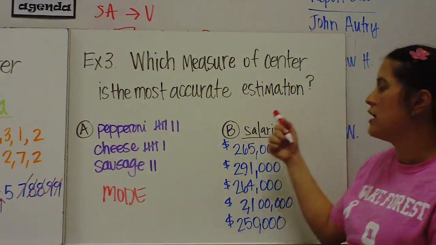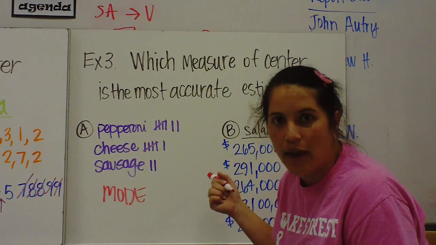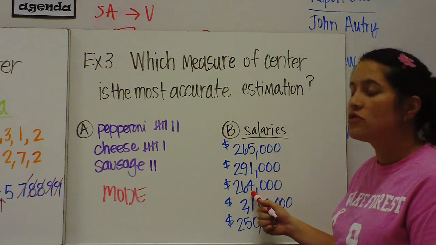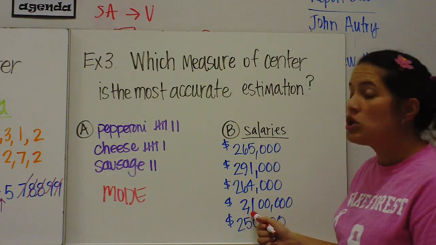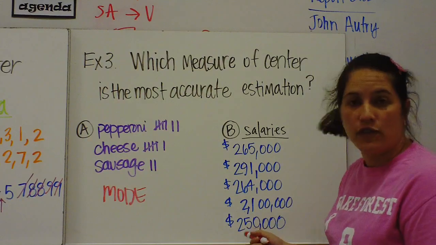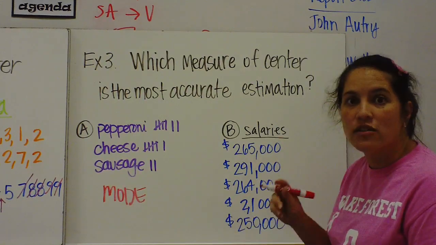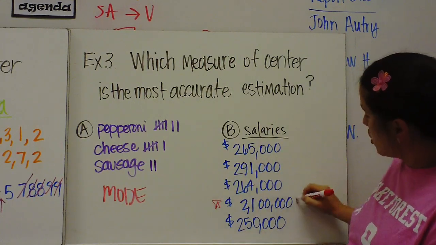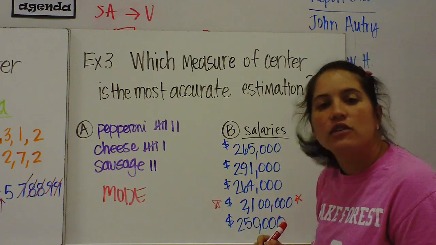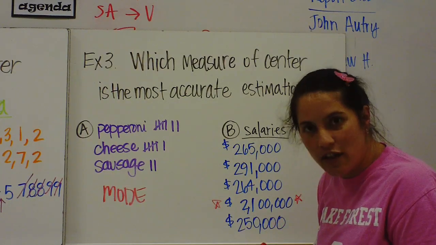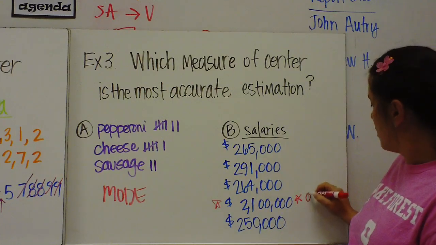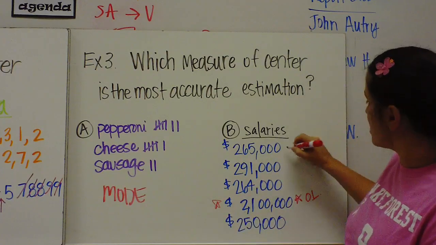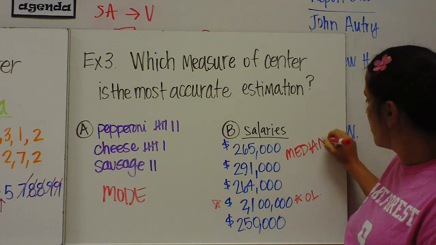Over here, salaries. These are salaries that professional athletes get paid. $265,000, $291,000, $264,000, $2,100,000, $250,000. So was there a number in here that totally jumped out at you and you were like, whoa, it should have been this number right here, 2 million. All these others are in the 200,000s, and all of a sudden you stick a 2 million in there? That is called an outlier. And if you have an outlier, the best measure to use is the median.